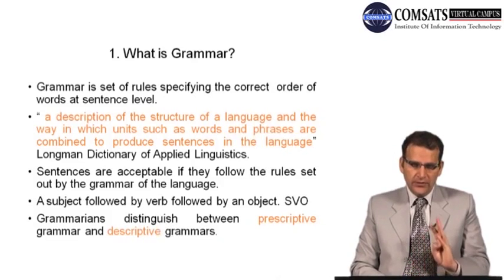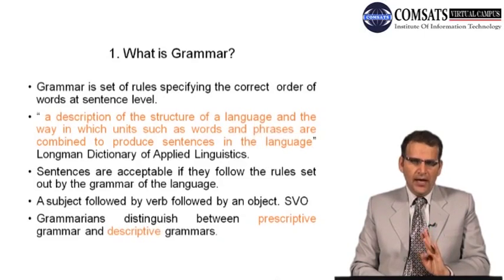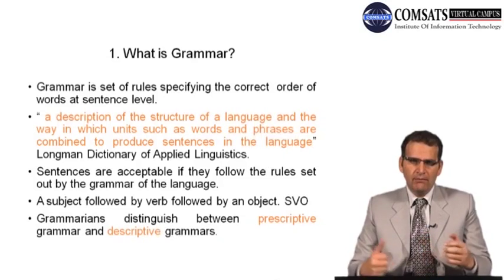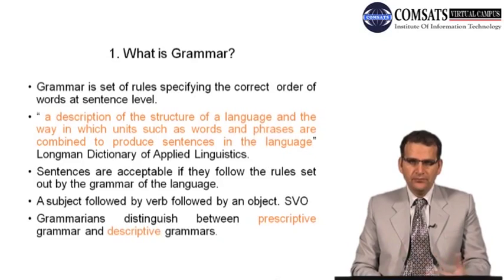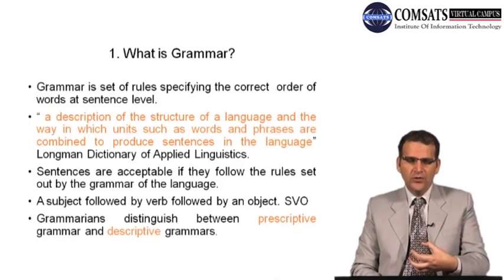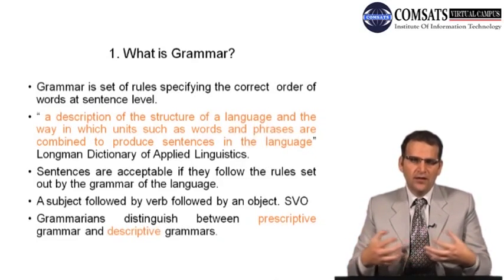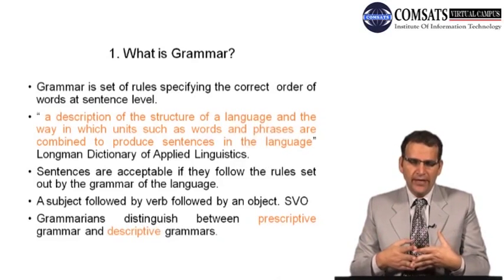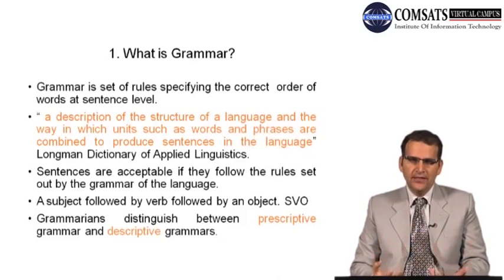So what the dictionary says: a description of the structure of language and the way in which units such as words and phrases are combined to produce sentences in the language. This is very simple, right? Longman says it is a description of what? Structures of a language. So a description of the structure of language and the way in which these units, the words or phrases, are combined to produce sentences in the language.